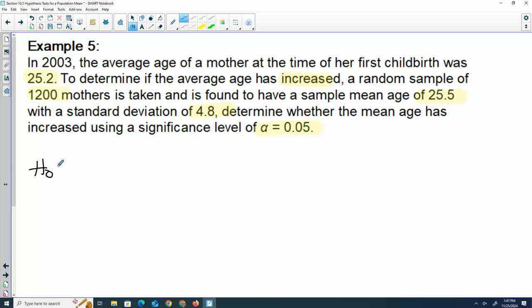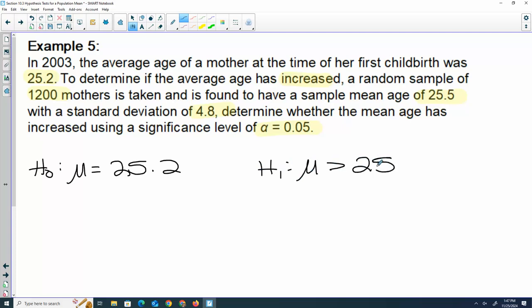So what's my null? The mean is equal to 25.2. Alternative? Criteria, are we good? Yep. And it's bigger than 30, so that's good. Okay, so if I'm doing this on the calculator, let's write down what we're typing in so I can check if you make a mistake.